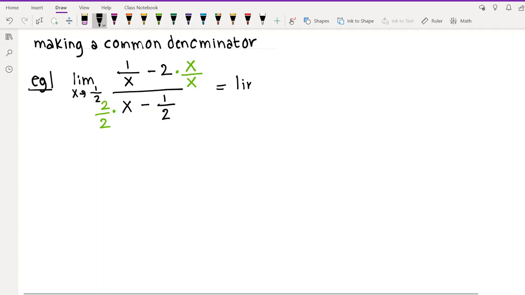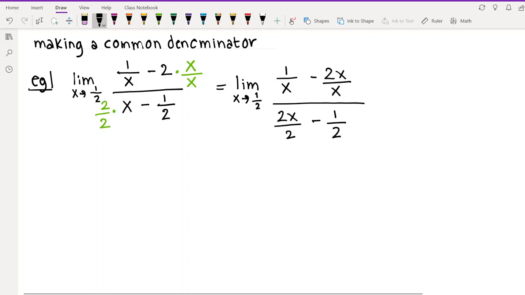Okay, so let's see what that gives us. So we have the limit as x approaches 1/2 of, and I'll just write out this intermediate step with the new denominator. So we have 1 over x minus 2x over x. So we have the same denominator now. We'll be able to combine them. And then in the denominator, we have 2x over 2 minus 1 over 2. So now let's combine these fractions. And so in the numerator, we'll have 1 minus 2x over x. And I forgot to write my limit, so let me not forget that. So we have the limit as x approaches 1/2 of 1 minus 2x over x, all divided by 2x minus 1 over 2.